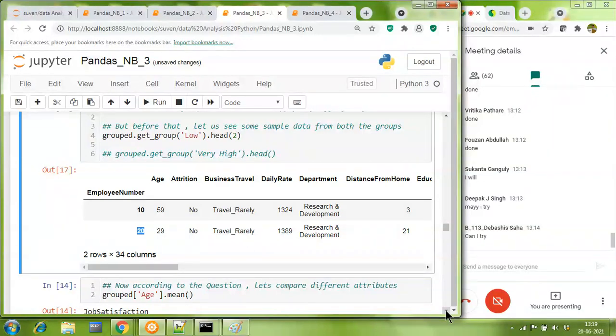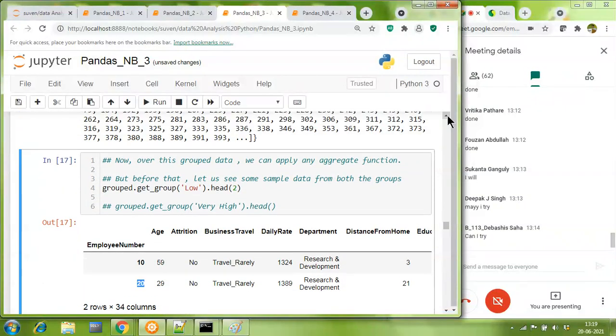Till this point, I hope things are going clear. I want everyone to check the codes and run the codes up till this point. Get group low, head two. Please take one to two minutes peacefully and run the code up till this point.